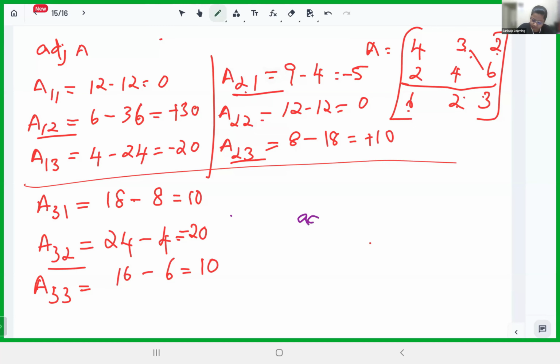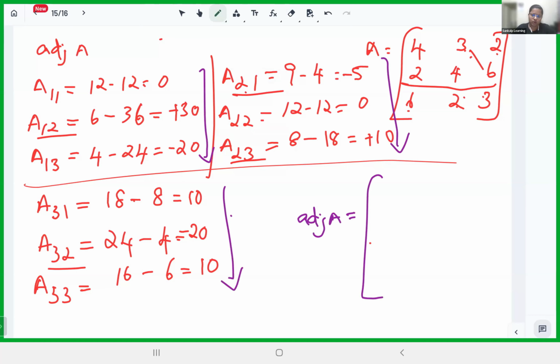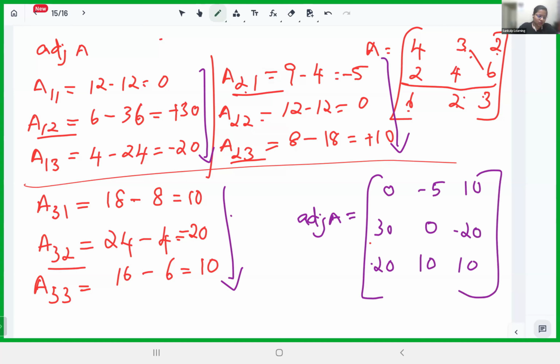You have to write the row as column, right? So this one will be the first column, this one will be the second column, and this one will be the third column of adjoint of matrix A, right? So this is 0, 30, minus 20. Now the second is minus 5, 0, 10. Then third is 10, minus 20, 10. So this is the adjoint matrix.